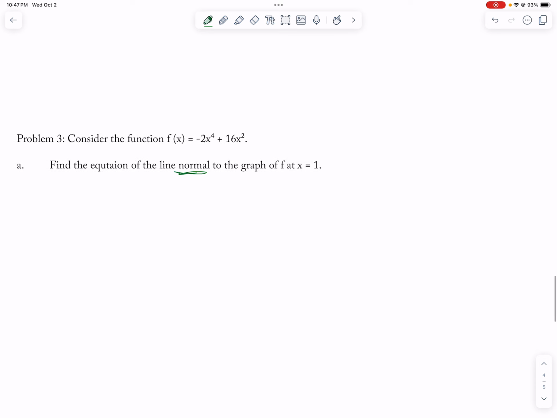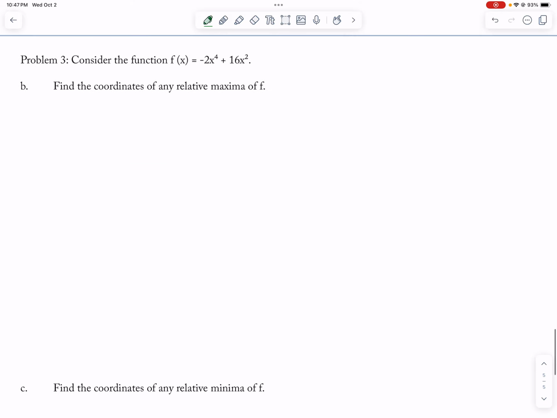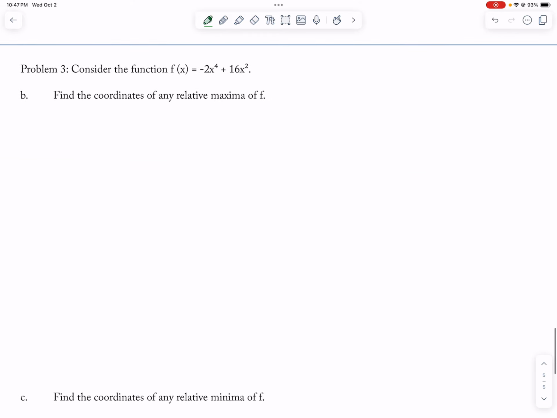Here, normal line, so that is find f prime and then find the opposite reciprocal to find the normal line slope. Max and min, so this is looking for a maximum. So you need the derivative, and it's the first derivative. You need critical numbers. You need the chart. Then you need the coordinate points.